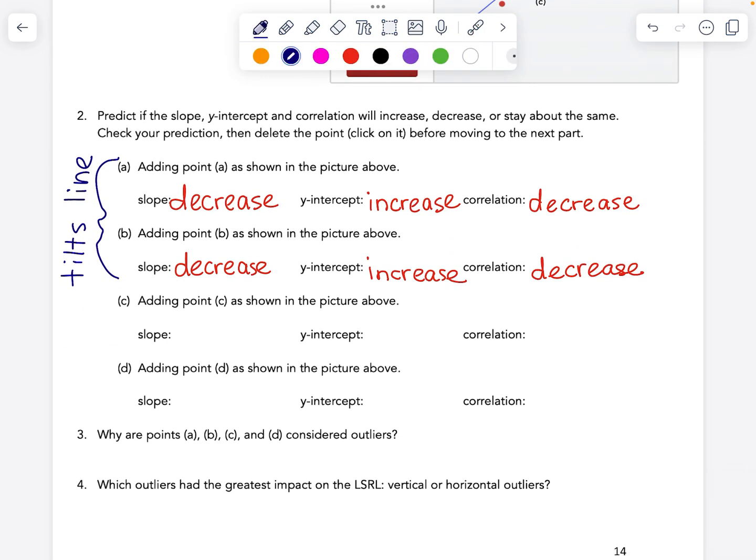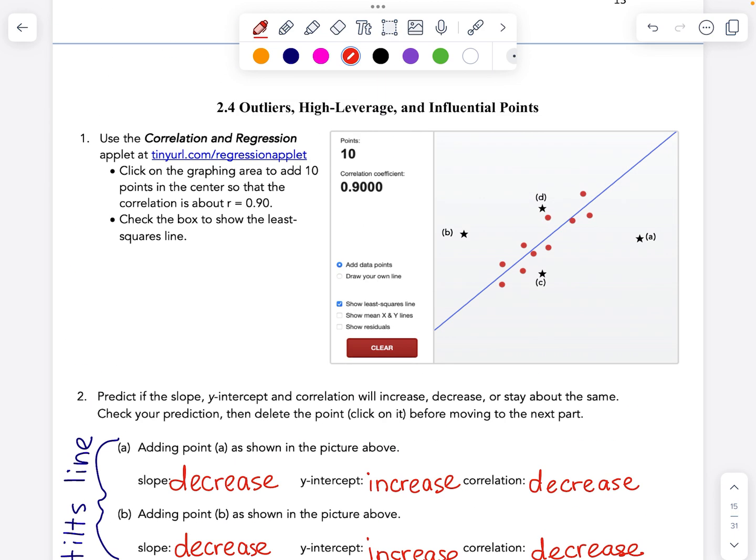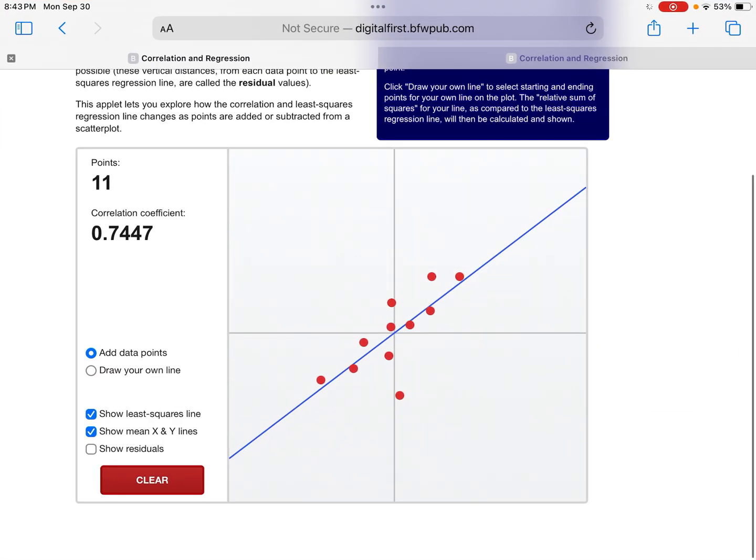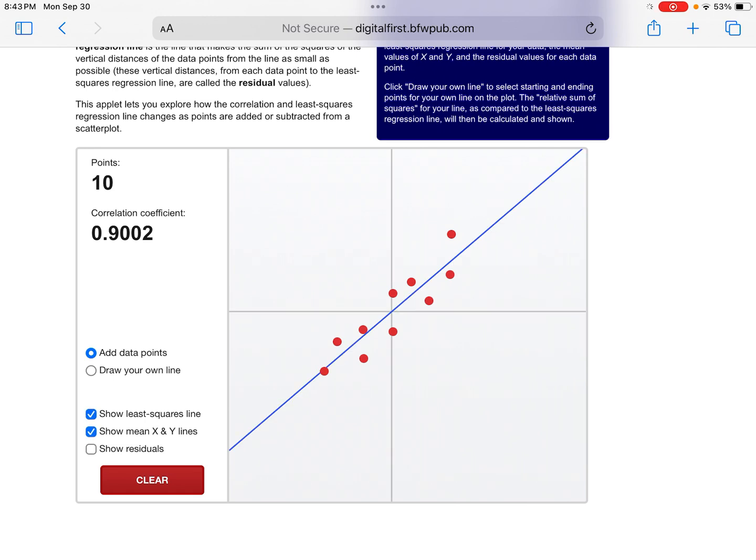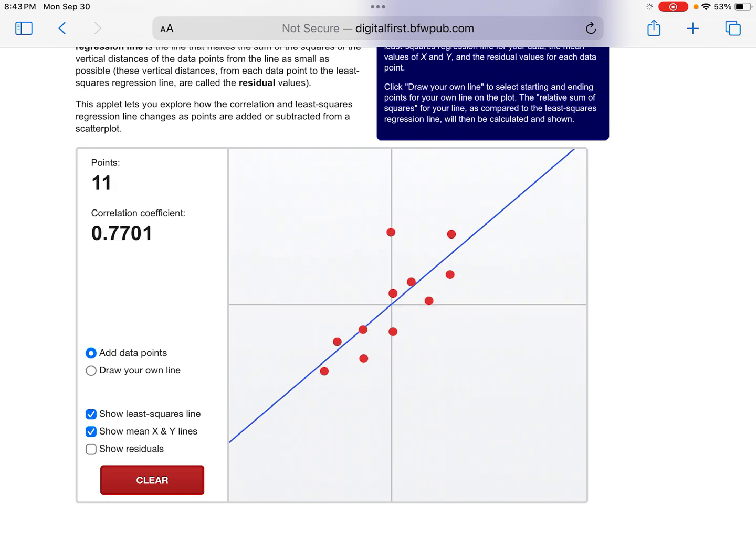And that should make sense because that particular point is out of pattern. But the slope stays the same. There's no tilting happening. The y-intercept does decrease because there's this shifting down that's happening. And the correlation coefficient does decrease because that point is out of pattern. And the last point we're going to test is this point here, point D. So here we go. Let me put the regression line in. So point D is similar to point C, except instead of underneath the LSRL, it's above. Let's put it right there.